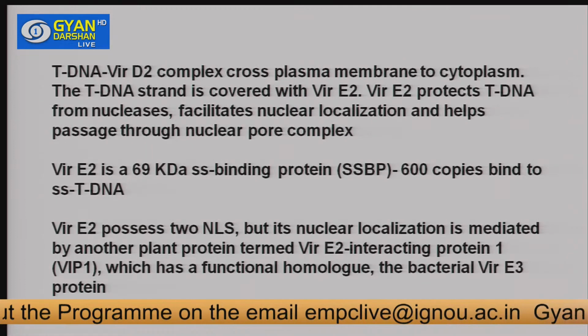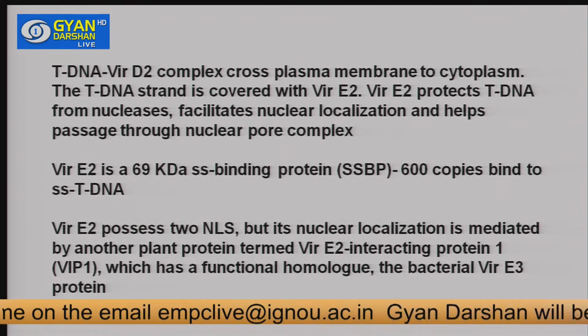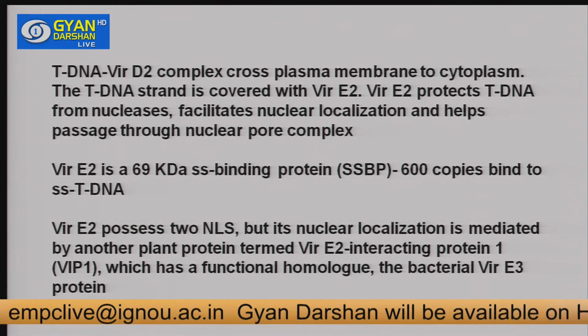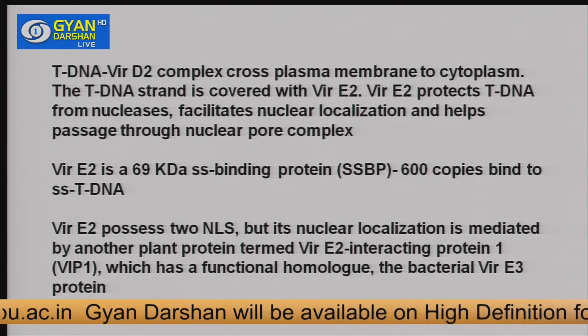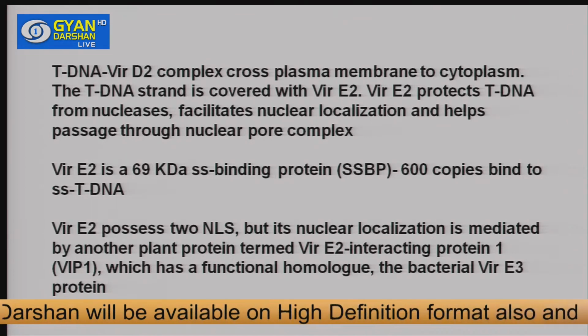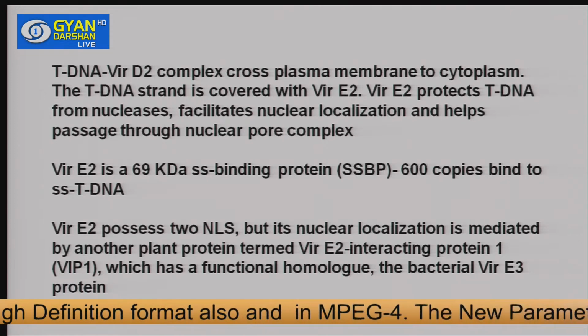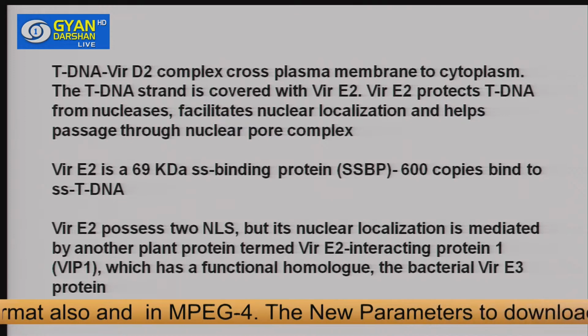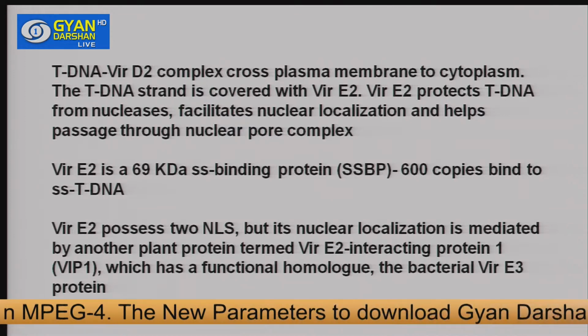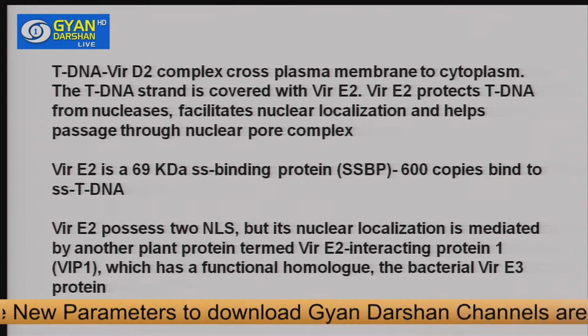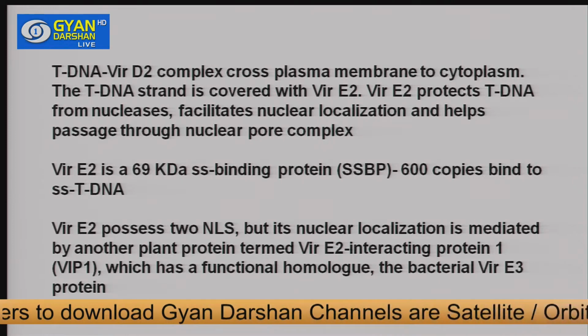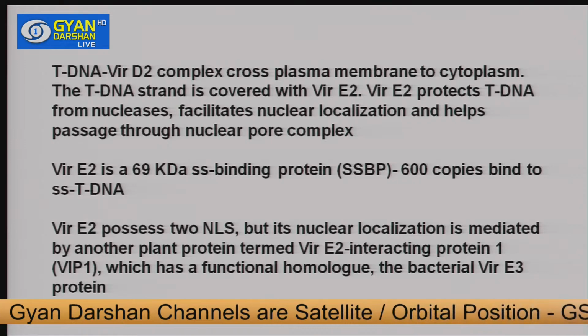The tDNA-VD2 complex crosses the plasma membrane to the cytoplasm. The tDNA strand is covered with VE2. What is the function of this VE2? VE2 actually protects the tDNA from nucleases, because this tDNA region is entering into a foreign system, that is the plant, and the plant will try to degrade any kind of foreign material. Any system tries to degrade anything which is recognized as foreign. So there will be a tendency for the plant cell to degrade the foreign DNA, but that is not done.